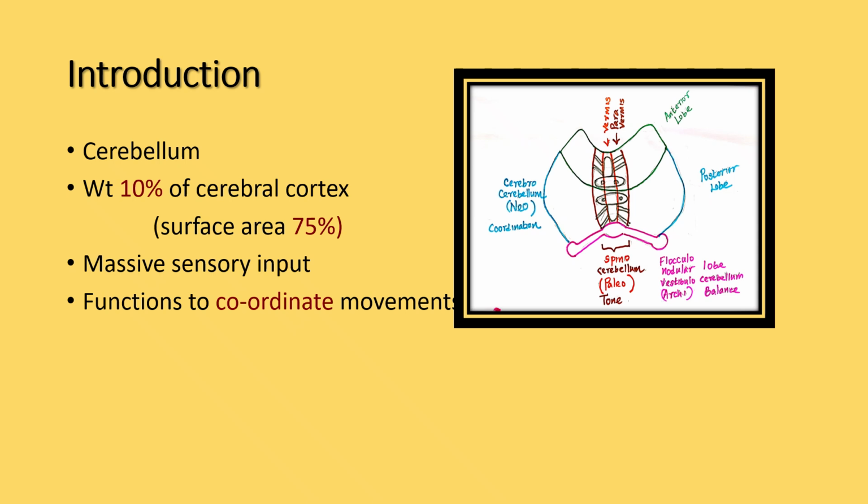The cerebellum is important for maintaining balance and equilibrium, coordination of movements, and maintaining the tone of the muscle. These are the three important functions. The weight of the cerebellum is 10% of the cerebral cortex. It receives sensory input from different pathways and controls the movements, so it corrects the errors and makes accurate movements.